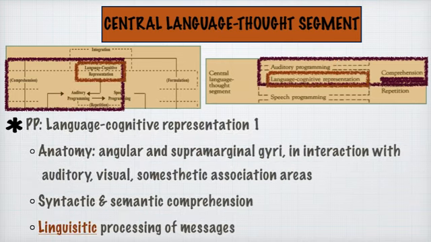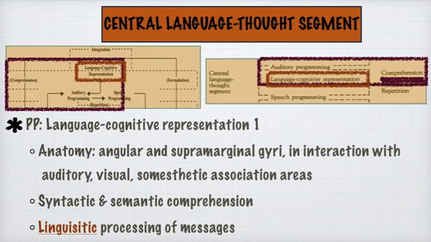Okay. So, sa language cognitive representation, we also have, ang anatomy niya is, this happens in the angular and supramarginal gyri in interaction with auditory, visual, somesthetic association areas. Okay. Look at the anatomy. Think of the association areas atong i-discuss, look back, and try to relate. No? This is basically the semantic system if we compare it to the PALPA. This is where syntactic and semantic comprehension happens and the linguistic processing of messages.